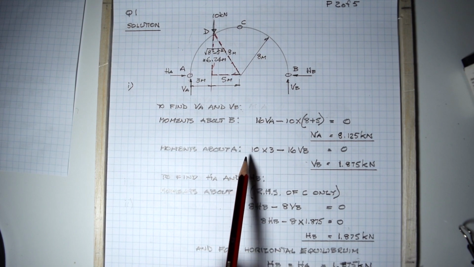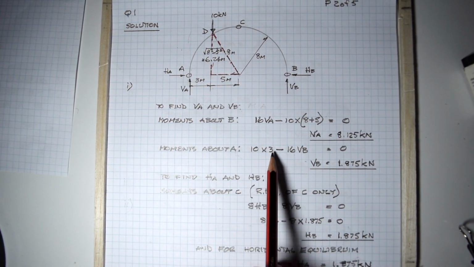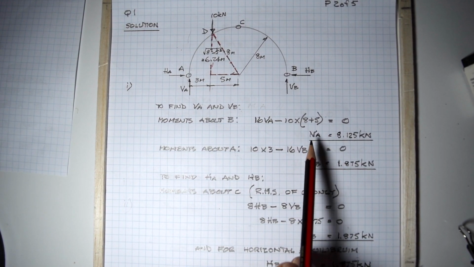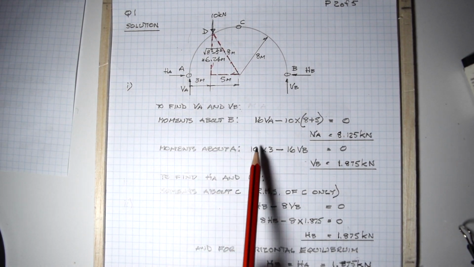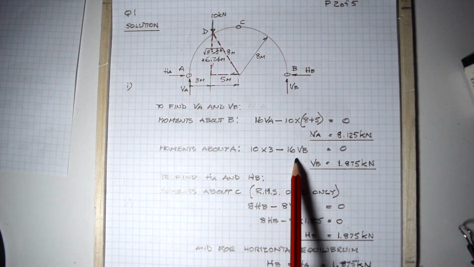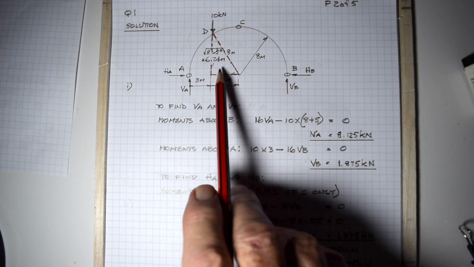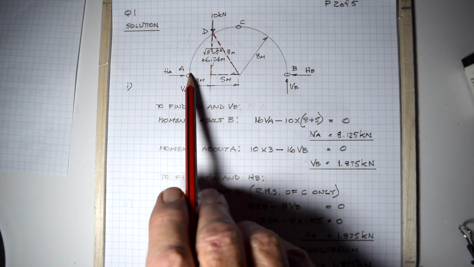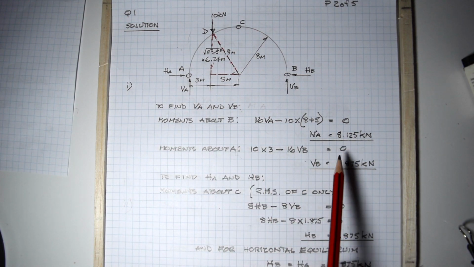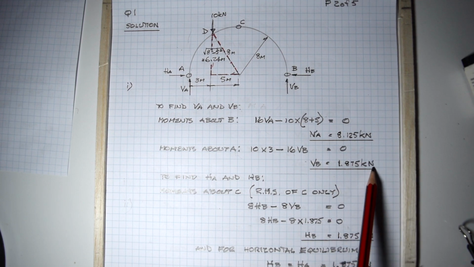Now we take moments around A to find VB. And we've got 10 times 3, because we've got this 10 kilonewton load times 3 going clockwise around A, minus, in an anti-clockwise direction, VB times 16, all equal to 0, because the moment there is 0 as well. Solve that. VB equals 1.875 kilonewtons.